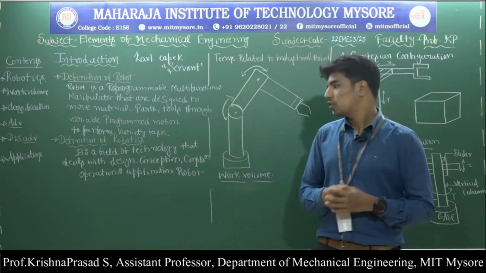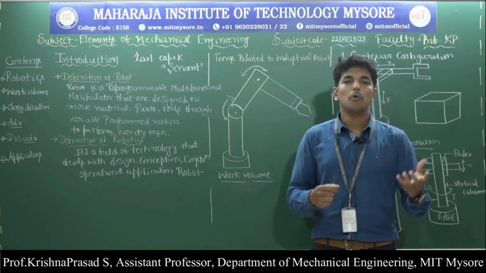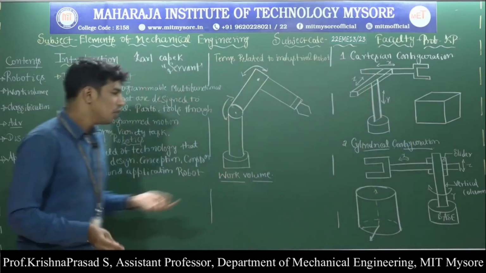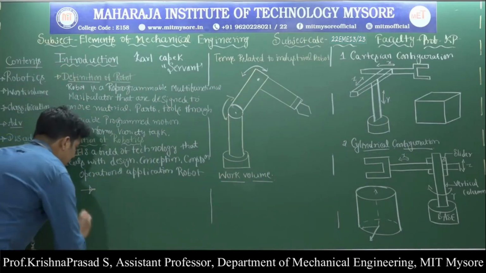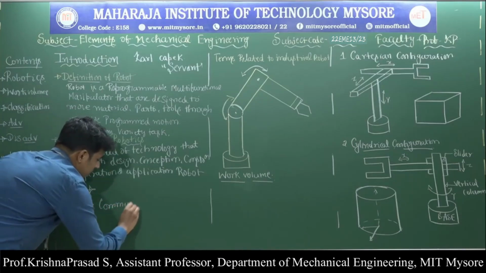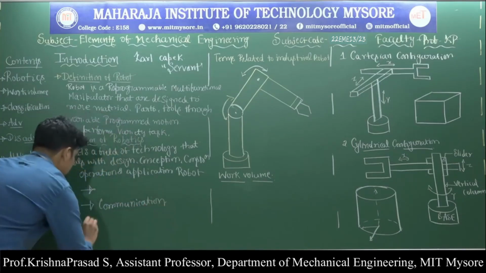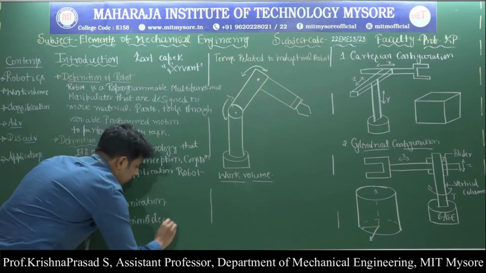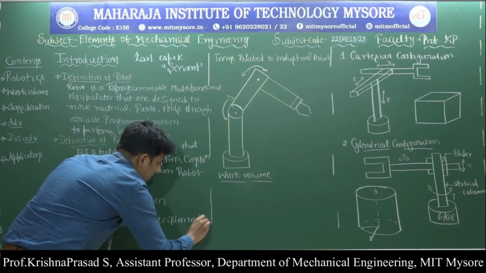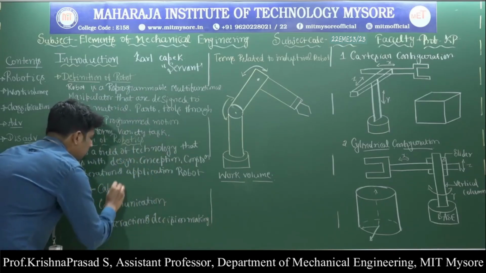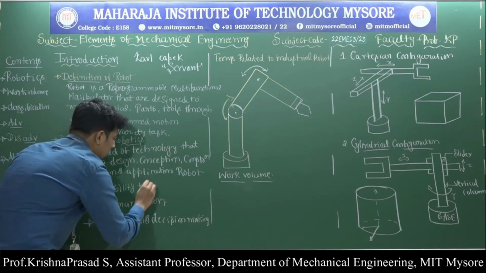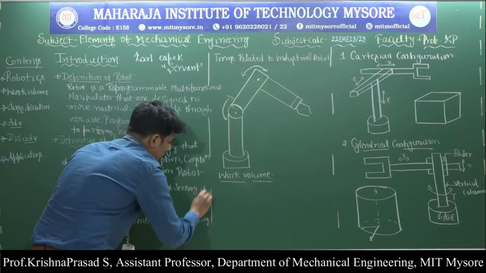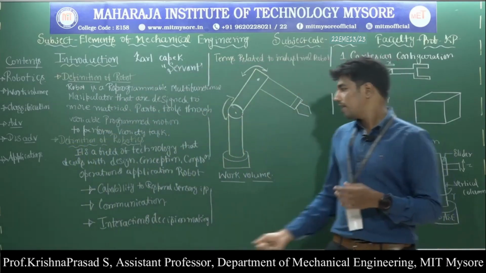Also, the industrial robot possesses human-like characteristics, and it can be used as a substitute for human labor. So what are the human-like characteristics? It can make communication, interaction and decision making, and it has the capability to respond to sensory input. So these are the human-like characteristics a robot can perform.